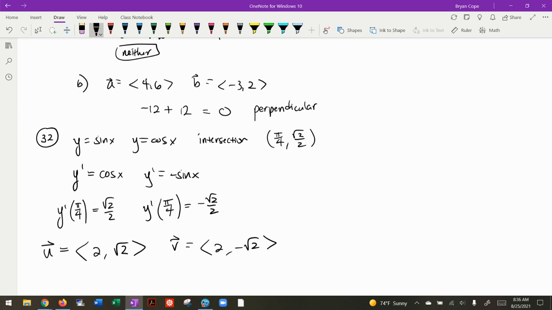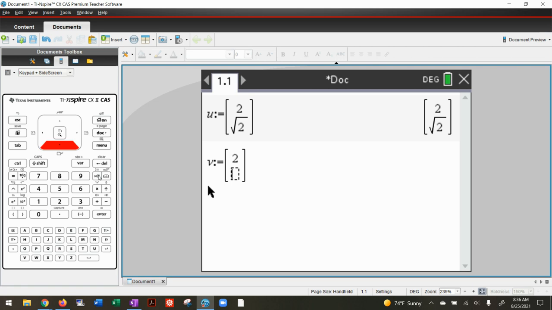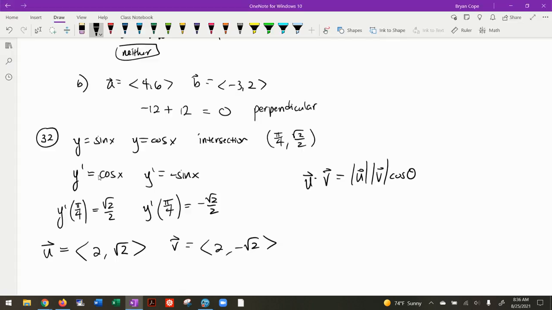Okay, now the work from here is to just use u dot v equals magnitude u, magnitude v, cosine theta. So let's go to the calculator and we will get an answer that way. I'm going to show you some calculator work with defining the vectors. So vector u is defined as 2 comma root 2, and vector v defined as 2 and negative root 2.